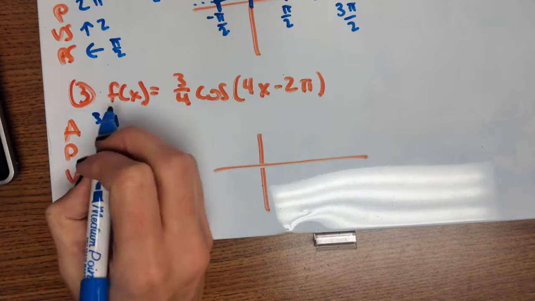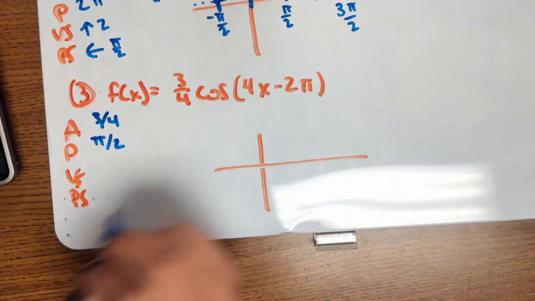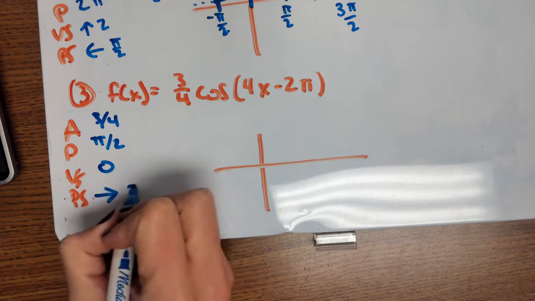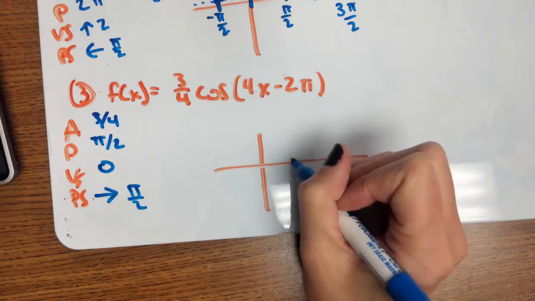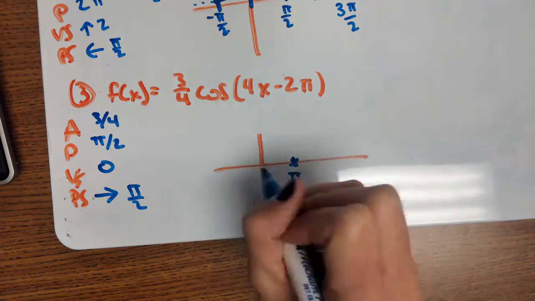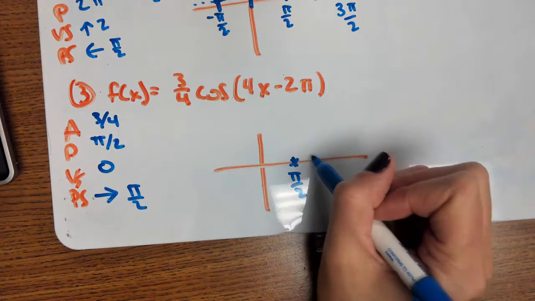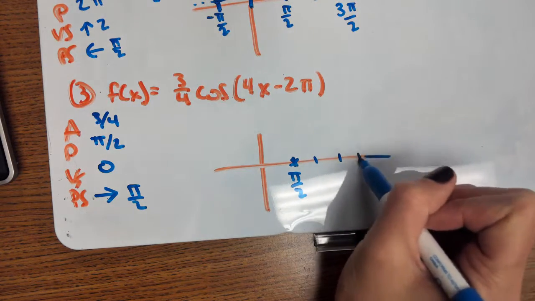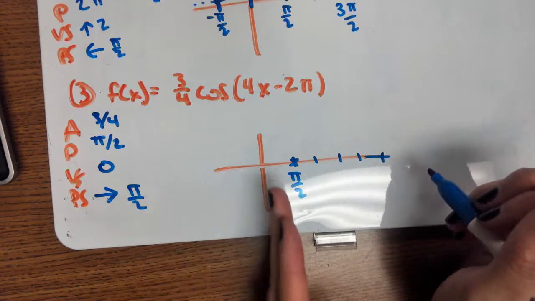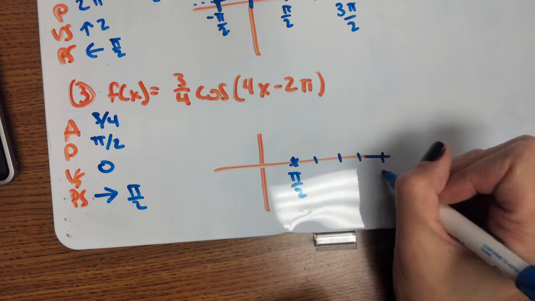So 3/4, pi over 2 for my period, 2 pi over 4. No vertical shift, but we're going to the right, pi over 2 units. So I'm going to go over pi over 2. That's my new origin, which is nice because my x-axis didn't shift. So then we'll go 1, 2, 3, 4 tick marks. Total period is pi over 2. So my starting point was pi over 2. Add the period. I'm going to stop at pi.